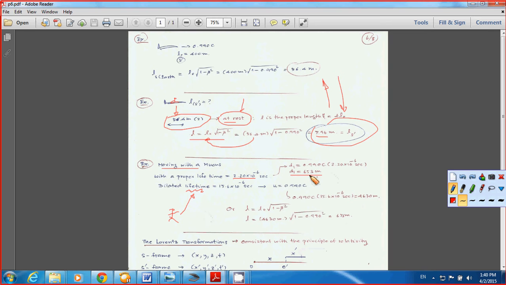Now you want to deal with their length. This one has D1 to be 656 meters. And for the later time, the cosmic ray travels with the velocity 0.990 c. So you multiply with the time, and it actually travels 4630 meters.